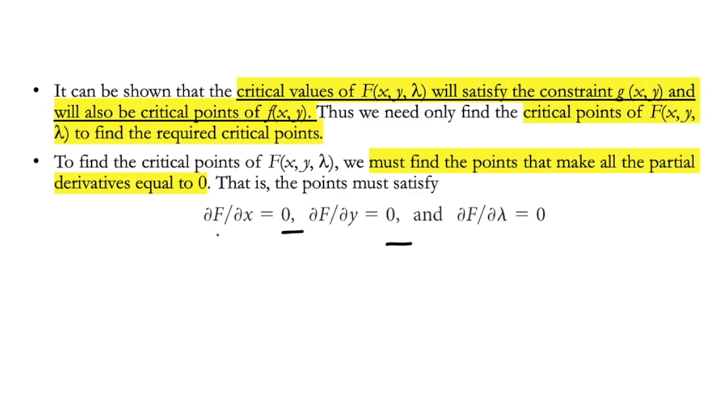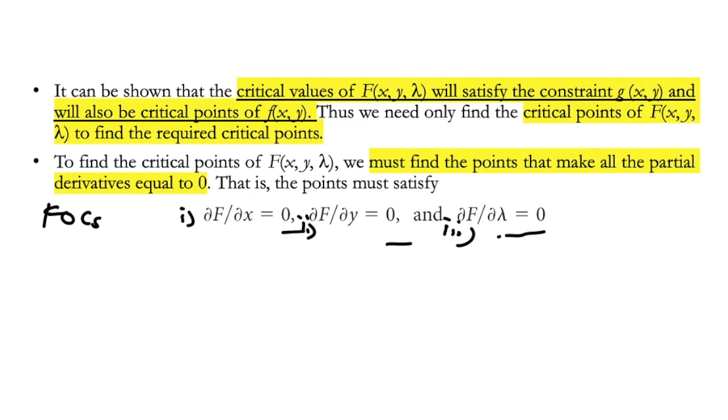The first one is delta f over delta x, equate it to 0. The second one is delta f over delta y equal to 0. And the last one is delta f over delta lambda equal to 0. All of this is what we call first order conditions. So this is number 1, number 2, and number 3.